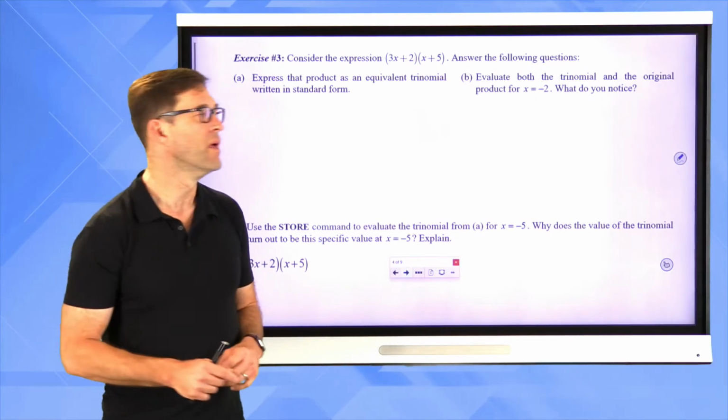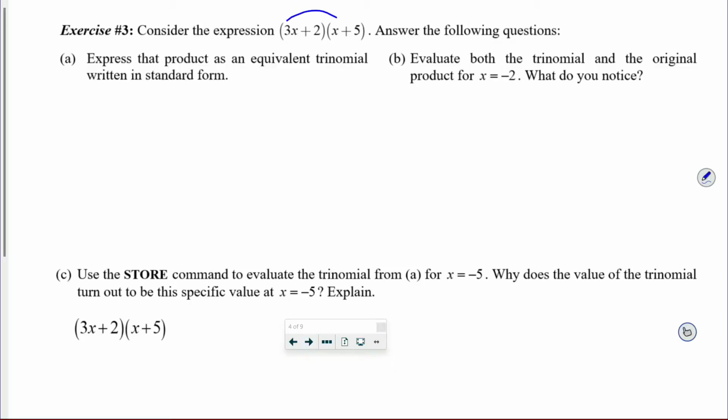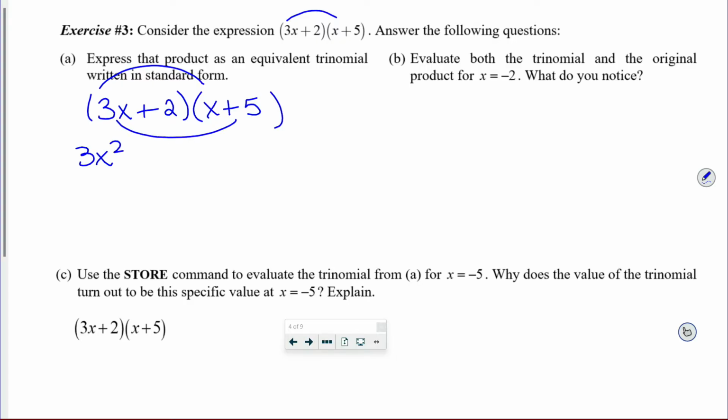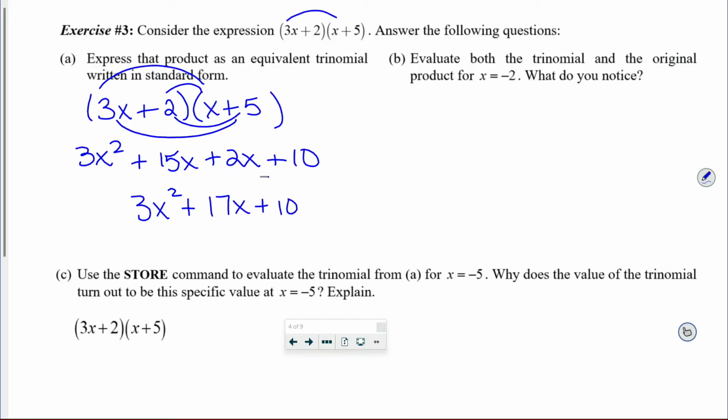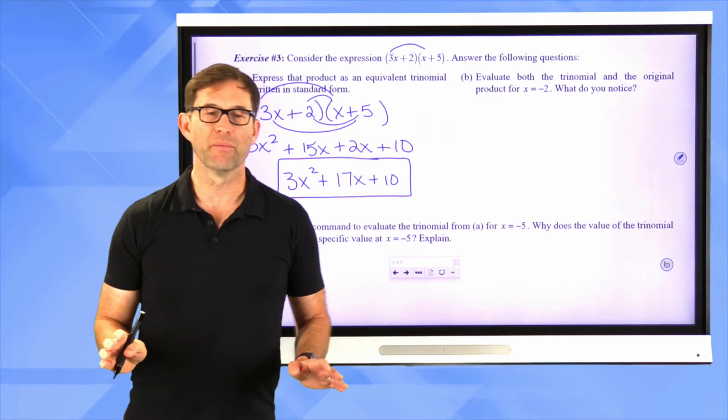All right, let's do it. So simple enough, maybe I'll write it down here again so it's a little bit bigger: 3x plus 2 times x plus 5. I'm going to do just a little bit of foiling. First gives me 3x squared, outer plus 15x, inner plus 2x, and last plus 10. It's going to give me 3x squared plus 17x plus 10. All right, just a little bit of multiplying binomial work, simple enough.